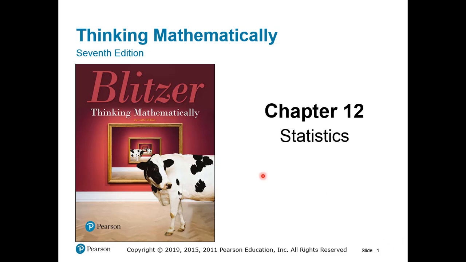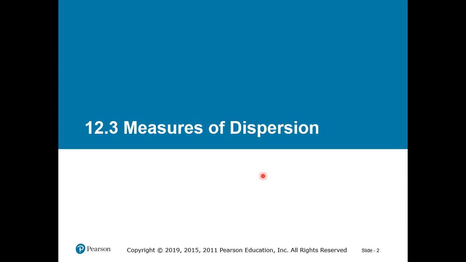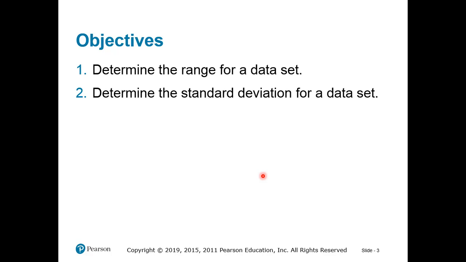Okay, welcome back, and today we're going to go over section 3, and this covers measurements of dispersion, or what we call variation. That's just a technical term that basically means measuring how spread out the data is around the center of the data set. So measurements of variation, or measurements of dispersion, is what we're going to talk about. There are only two things we're going to talk about: the range and the standard deviation of a data set.